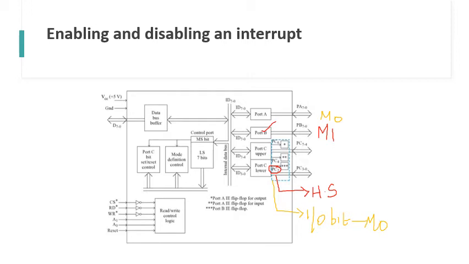Similarly, when port A is being configured for mode 1, this PC4 is going to act as a handshaking signal, right? For port A programmed as output port in mode 1, PC6 is going to act as a handshaking signal.